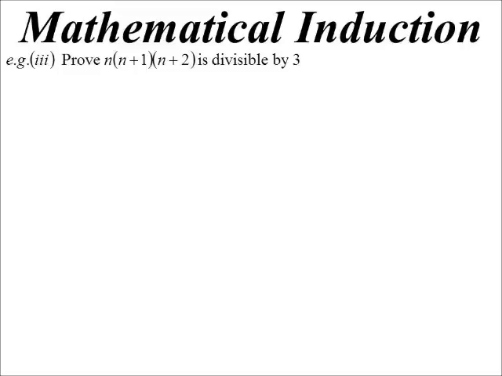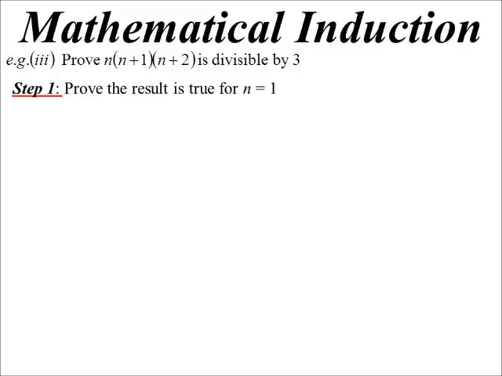Now, if you look at this logically, of course it's always going to be divisible by 3. And if you've got 3 consecutive numbers, one of those numbers must have a factor of 3. Okay? But that's not good enough for a proof. So we're going to actually prove it using induction that n times n plus 1 times n plus 2 is always divisible by 3. Same procedure, let's prove it's true for the first case.